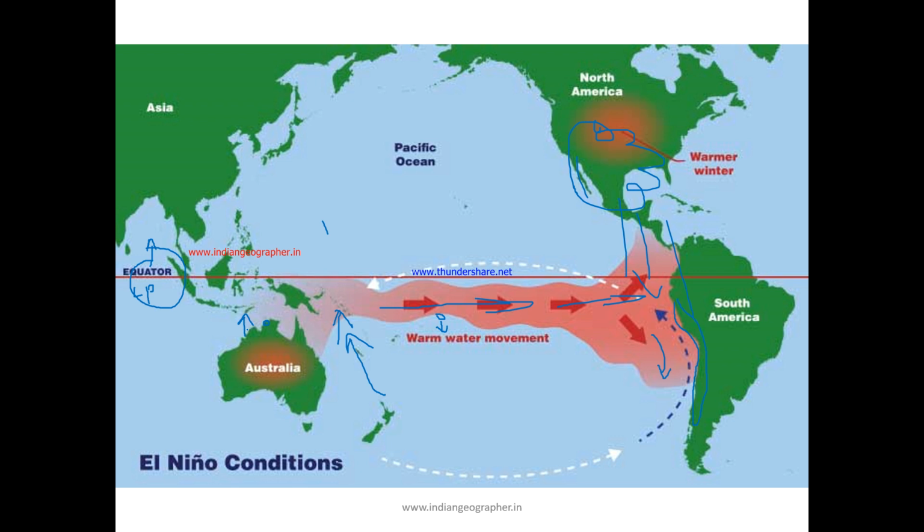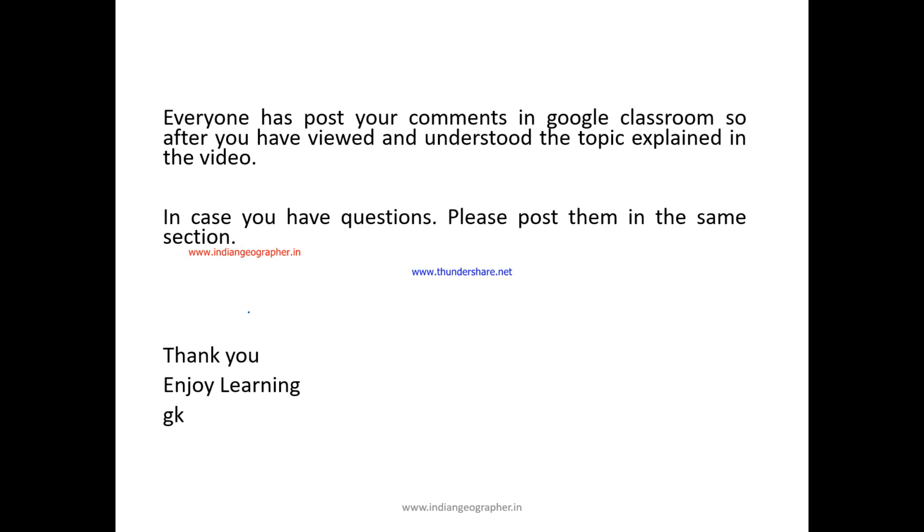So I hope the El Nino phenomenon is clear to you, and also the Southern Oscillation related stuff, right? In case you have any queries on this, I request you to post them on the Google Classroom itself, so that it is beneficial for other students as well.